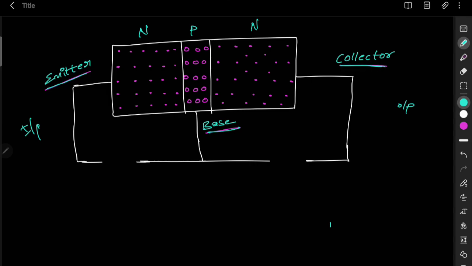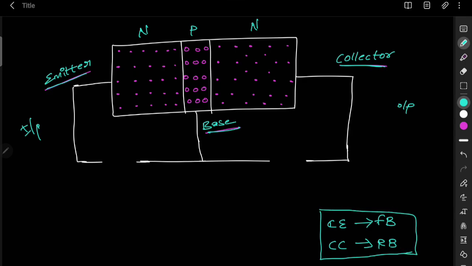The input section, the emitter base junction, should be under forward bias, and the output section, the collector base junction, should be under reverse bias. After satisfying these conditions only, the transistor will work properly. Now how to apply the biasing according to these conditions. First, coming to the input section, it should be under the forward bias. So how to apply the forward bias to the input section.